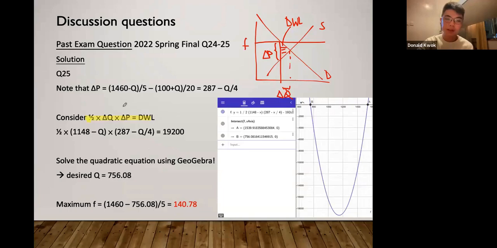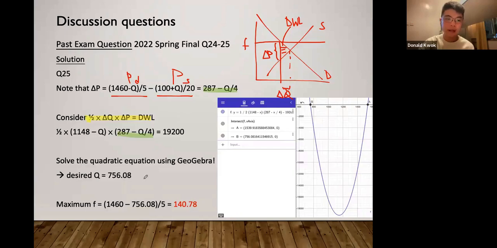We just express the demand function using P as a subject, then we have PD, and express the supply function using P as a subject, then we have PS here. And after some simplification, we will have the delta P as this expression, 287 minus Q over 4. Well, for delta Q, equilibrium quantity is 1148, right? And then the new quantity is the Q that we are going to solve. So this is why the change in quantity is 1148 minus Q.